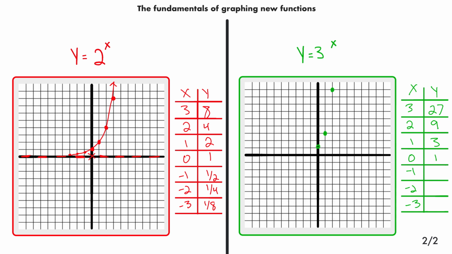3 to the -1 is 1/3. 3 to the -2 is 1/9. 3 to the -3 is 1 over 27. It's just the reciprocal of these numbers. So it's going to look something like this. All right, so it's going to get really, really close to the x-axis but not touch, and then it's going to grow really rapidly.